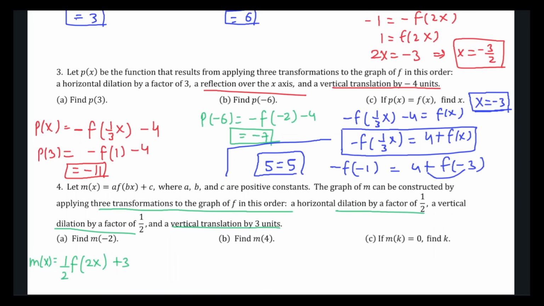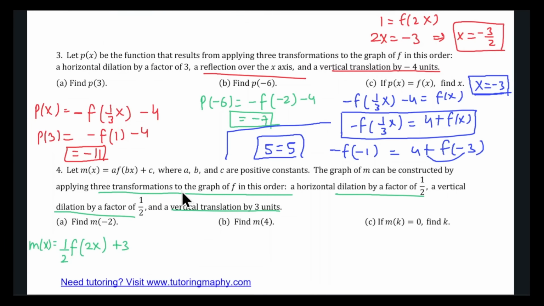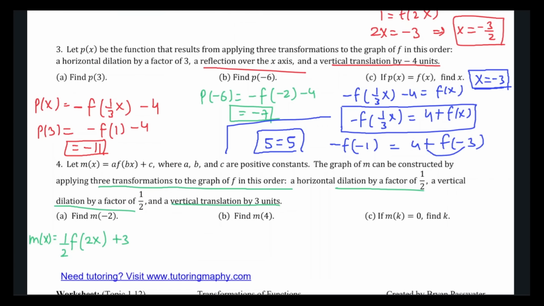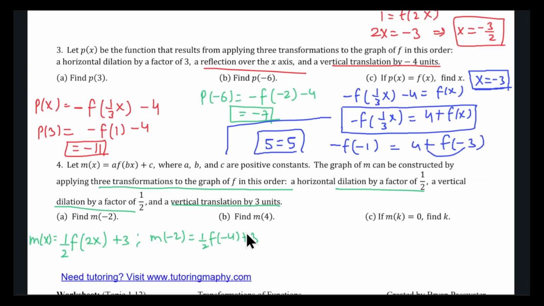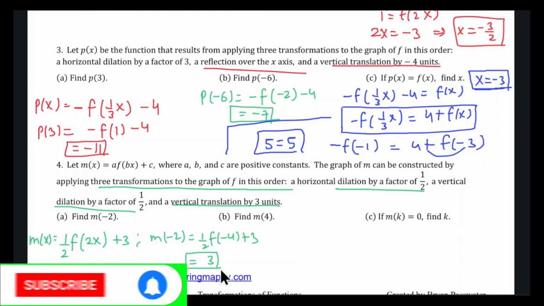So m of -2 is going to be, I'm going to just replace x everywhere by -2. So m of -2 will be half of f of -4 plus 3. What is f of -4, guys? f of -4, there you go, 0. So if it is 0, 0 over 2 is 0, 0 plus 3 is 3. So 3 is the answer for A.